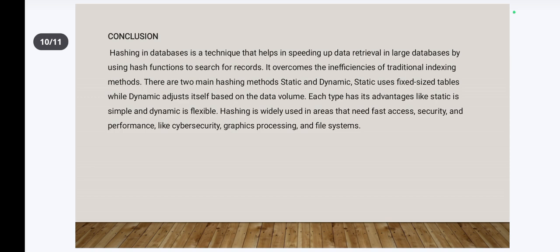To conclude, hashing in database is a technique that helps in speeding up data retrieval in large databases. By using a hash function to search for records, it overcomes the limitations of traditional indexing methods. There are two main hashing methods, static and dynamic. Static uses fixed size tables, while dynamic adjusts itself based on the data volume. Each type has its own advantages, like static is simple and dynamic is flexible.